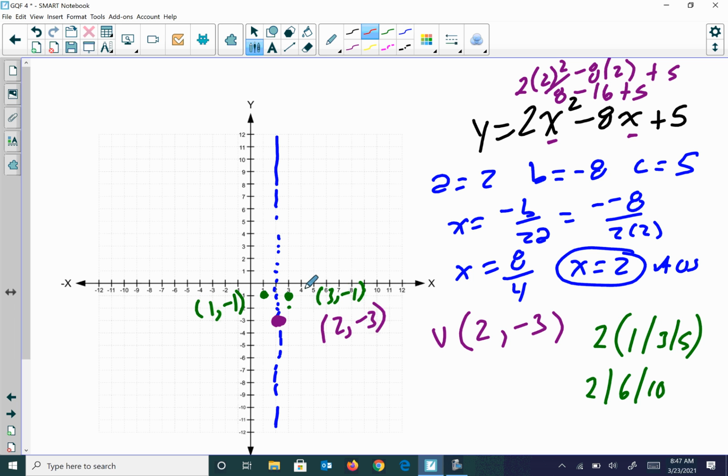I'm going to go right 1, up 1, 2, 3, 4, 5, 6. Left 1, up 1, 2, 3, 4, 5, 6. Hey, list those points. That's 4, comma 5, and that's 0, comma 5. And I got that pretty looking parabola.